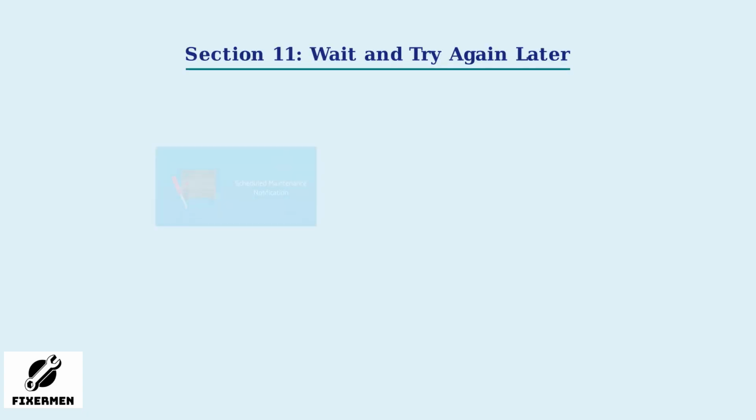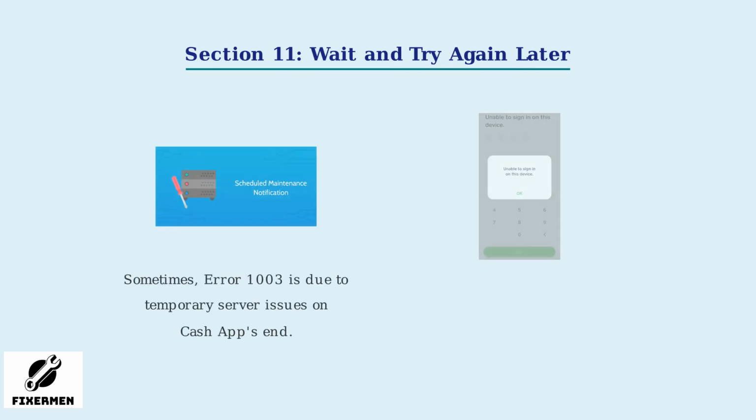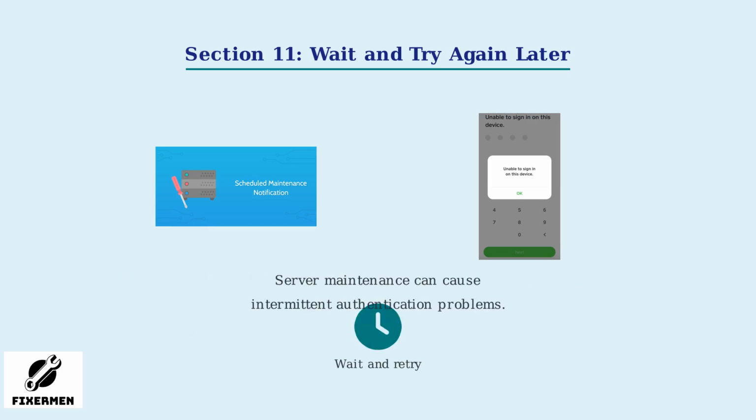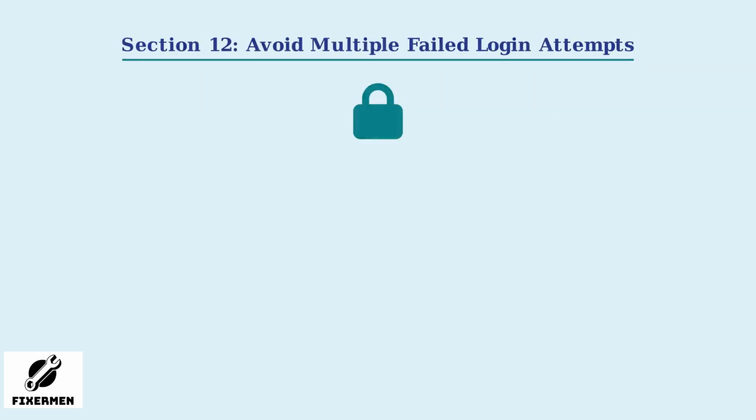Wait and try again later. Sometimes error 1003 is due to temporary server issues on Cash App's end. Wait a few minutes or hours and try logging in again. Server maintenance can cause intermittent authentication problems. Too many incorrect login attempts can lead to a temporary account lock, triggering error 1003. Be careful when entering your credentials and avoid guessing.